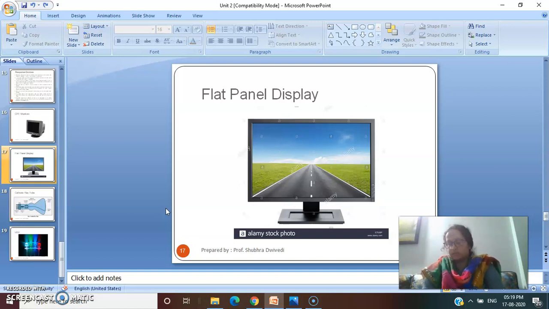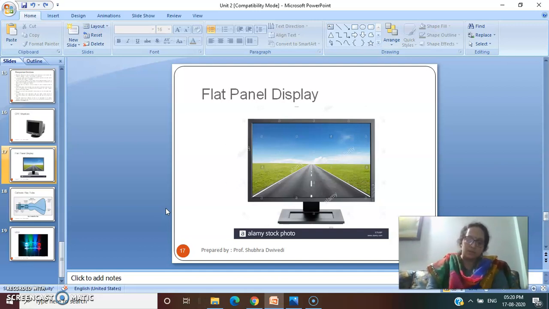And the examples of emissive display are your plasma panel or LED. LED stands for light emitting diodes. Okay, and non-emissive displays basically convert sunlight or light from some other source into graphic patterns, like your LCD. Example of your non-emissive display is your LCD, that is liquid crystal display.